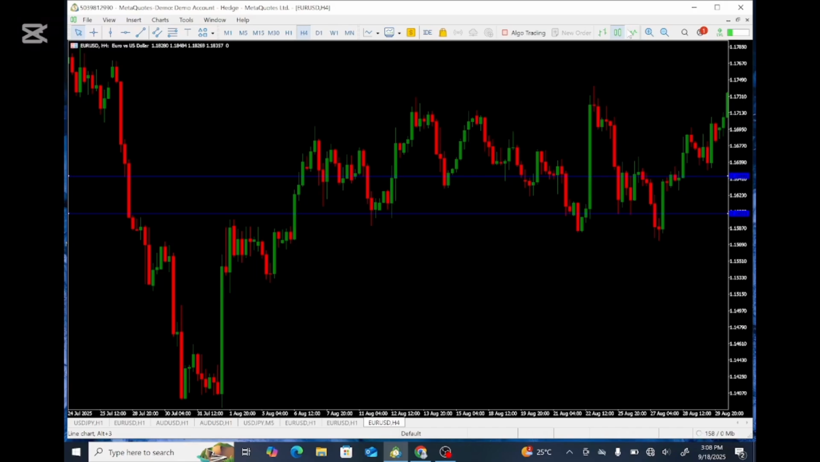So trading the fair value gap, the entry point: for a bullish fair value gap, wait for the price to retrace into the fair value gap zone, enter buy. For bearish, wait for the price to retrace into the fair value gap and enter sell.